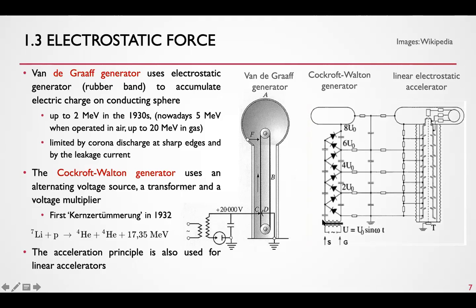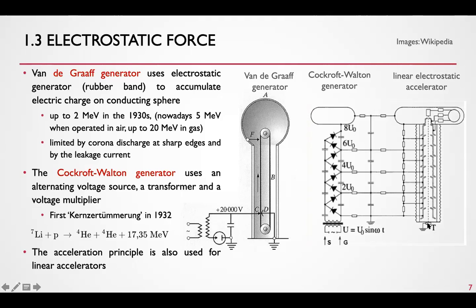If this generator has an oscillating potential difference here, that is pushed up these diodes, and the voltages are multiplied. This is then connected to a linear electrostatic accelerator that's depicted here. So you have a very high potential difference from the top to the bottom, and you would shoot charged particles from the top here onto a target at the bottom.